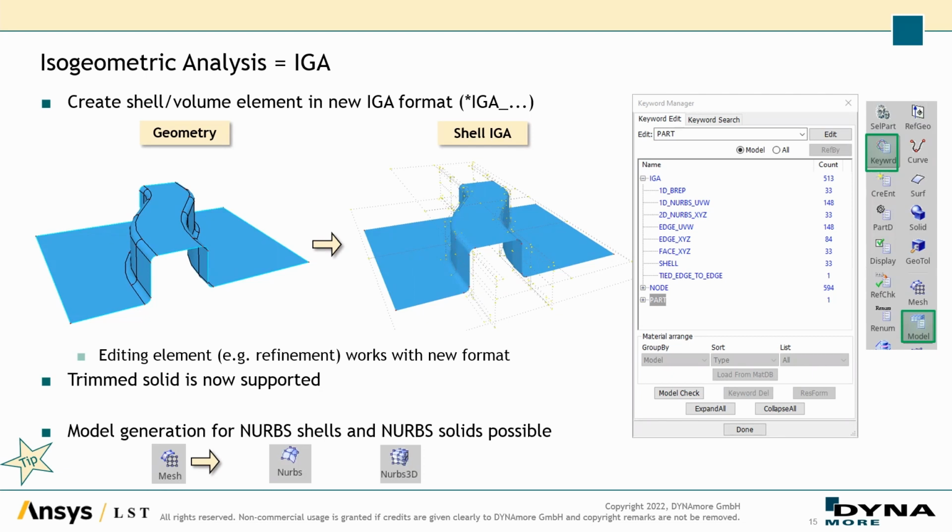Additionally, for the IGA news, editing elements, for example refinement, works with this new format. Twin solid is now supported. And of course, for pre-processing, it's also interesting if you have to set up such an LS-DYNA keyword input tag: go to mesh, and you can create NURBS shells and NURBS solids via these menus.